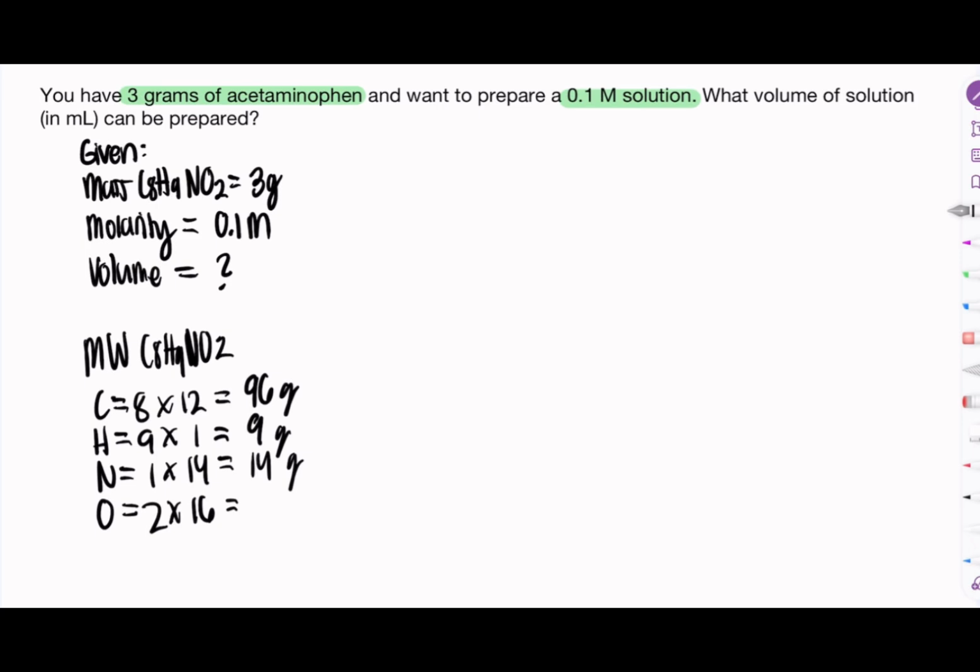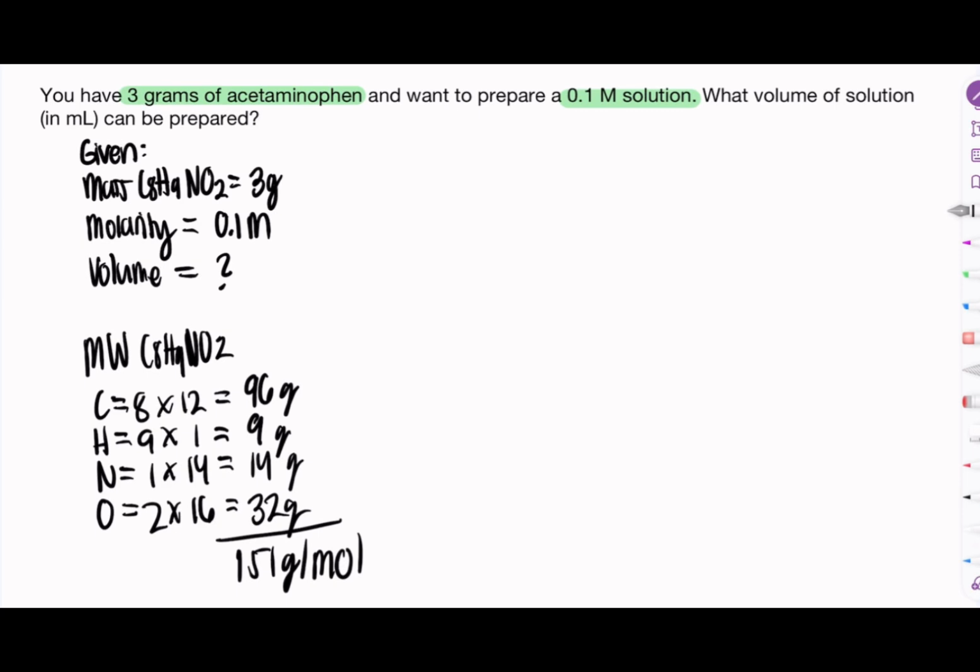Let me check. 256. What? No, it's 16. Sorry, my bad. It's supposed to be 32 grams. So 96 plus 9 plus 14 plus 32 is equal to 151 grams per mole.